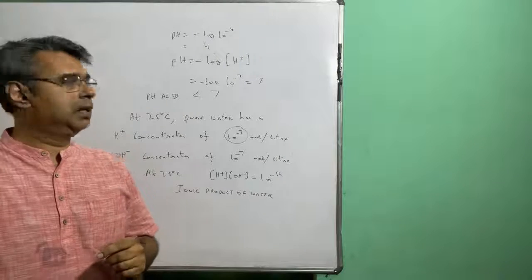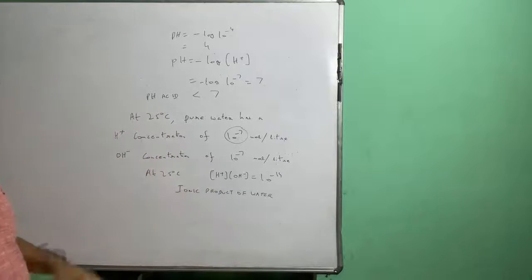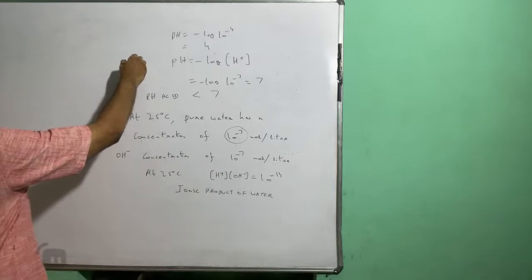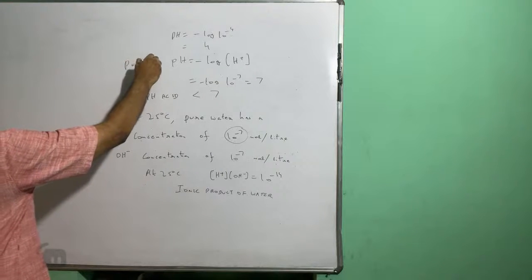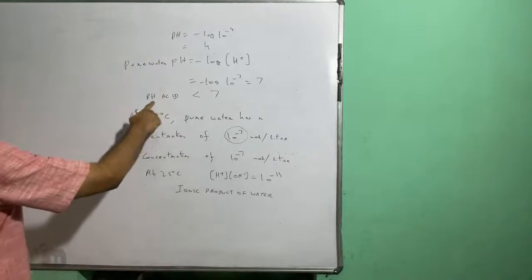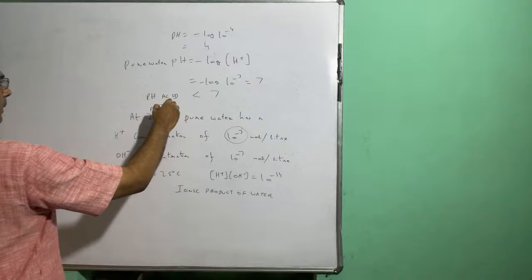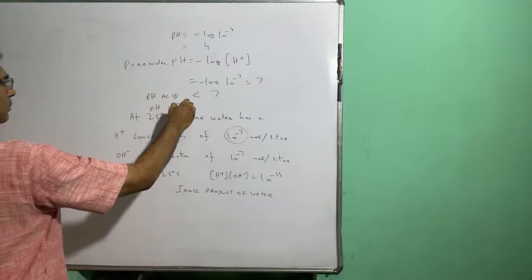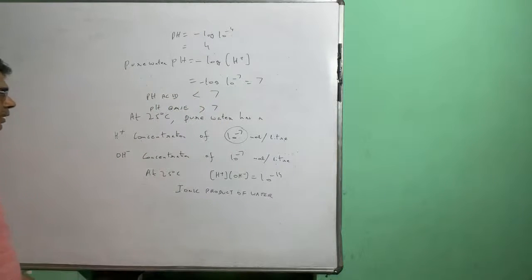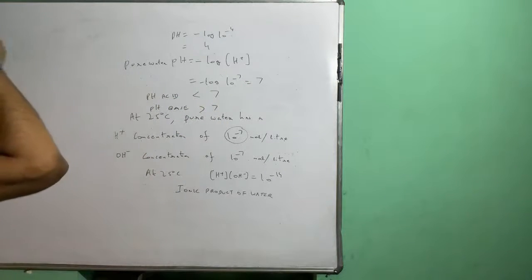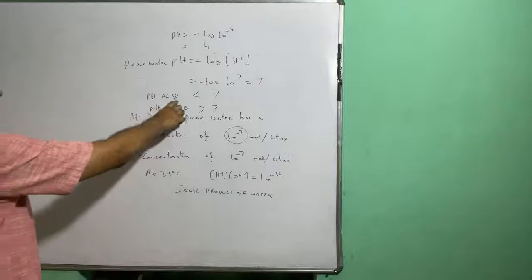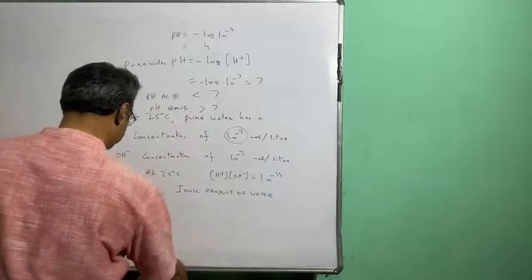So pH equal to 7 is pure water. If you are talking about an acid, the pH will be less than 7, and if you are talking about a base, the pH will be greater than 7. So for an acid, pH is less than 7, and for a base, pH is greater than 7.